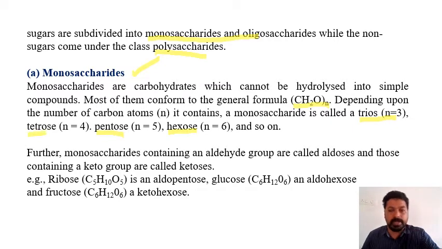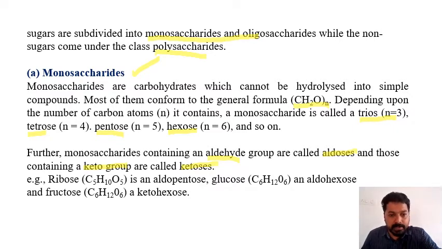So monosaccharides have a general formula CnH2nOn. If n is equal to 3, such monosaccharides are called triose; if n is equal to 4, tetrose; n equal to 5 is pentose; n equal to 6 is hexose. Furthermore, monosaccharides are subdivided into two kinds: monosaccharides containing an aldehyde group are called aldoses, and if they have a keto group, they are called ketoses.